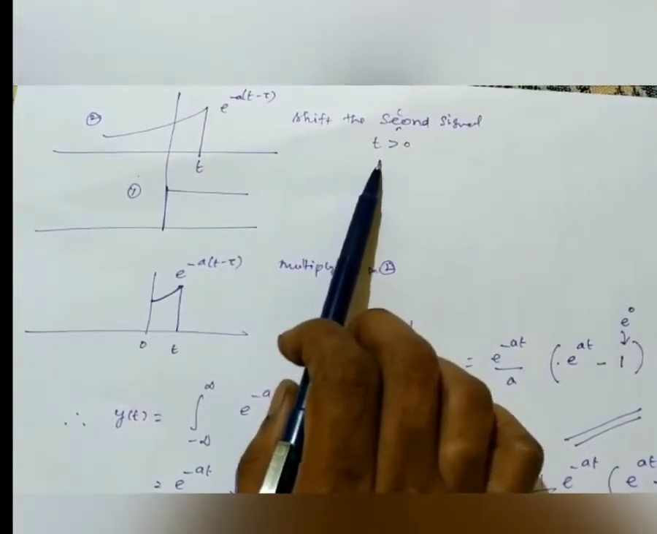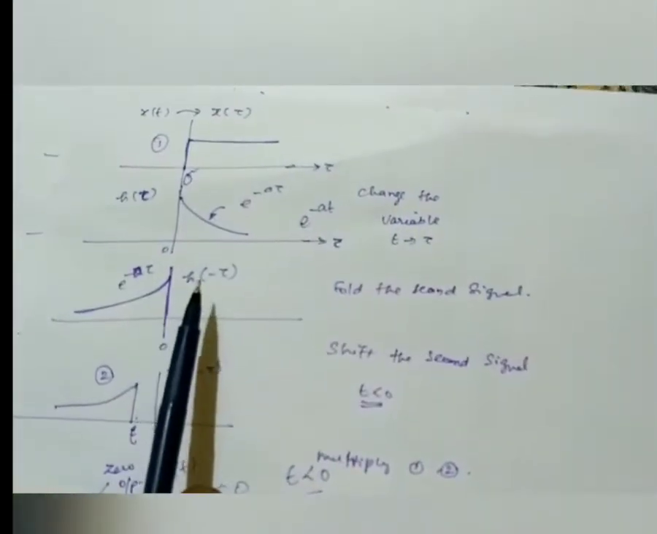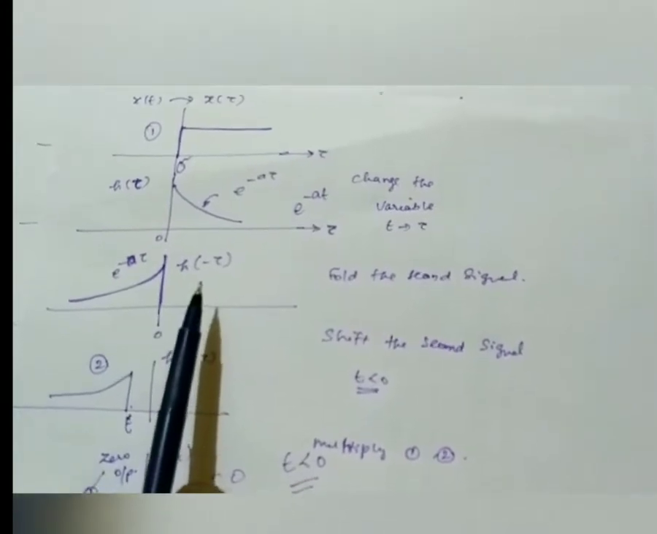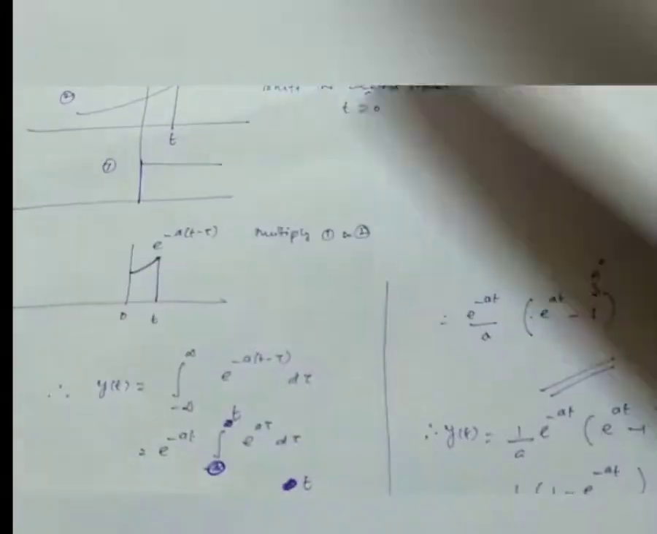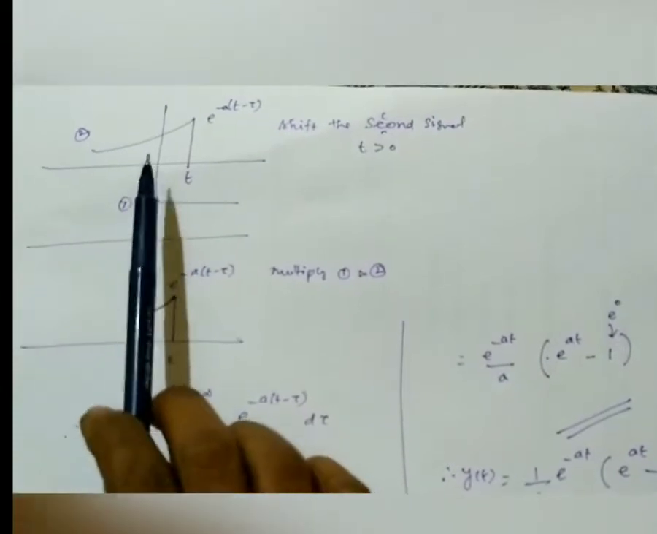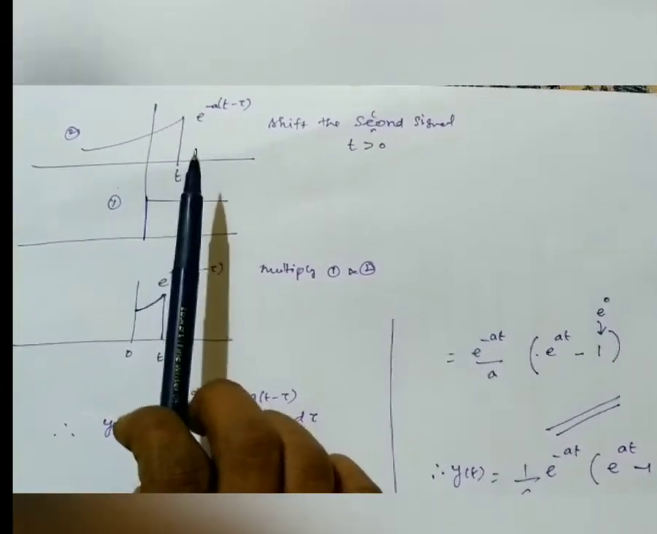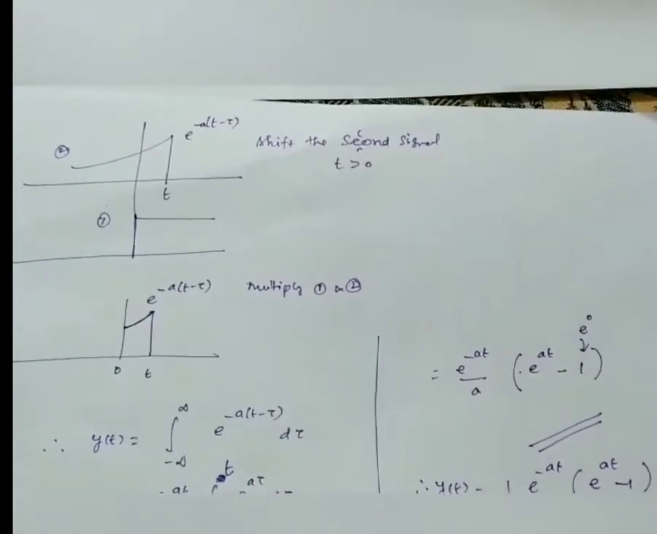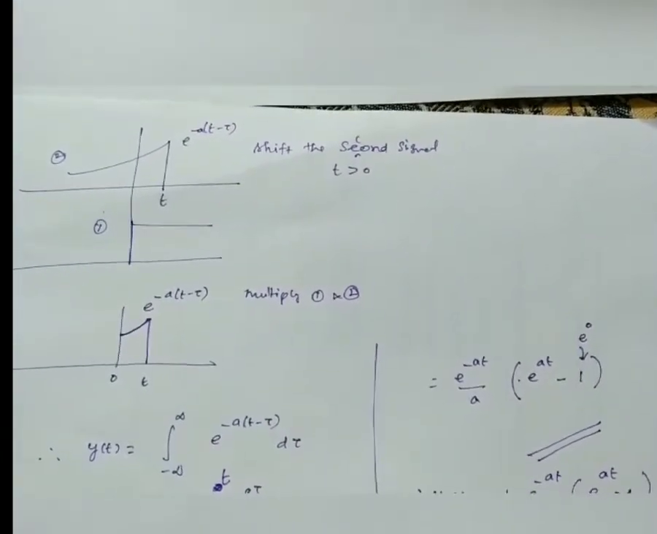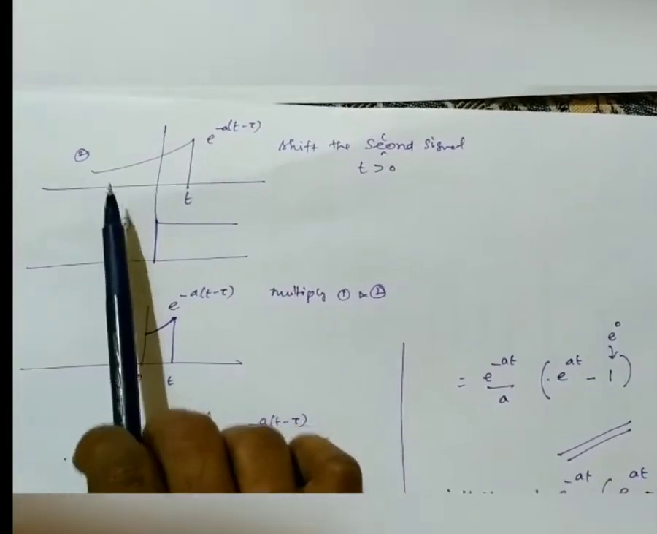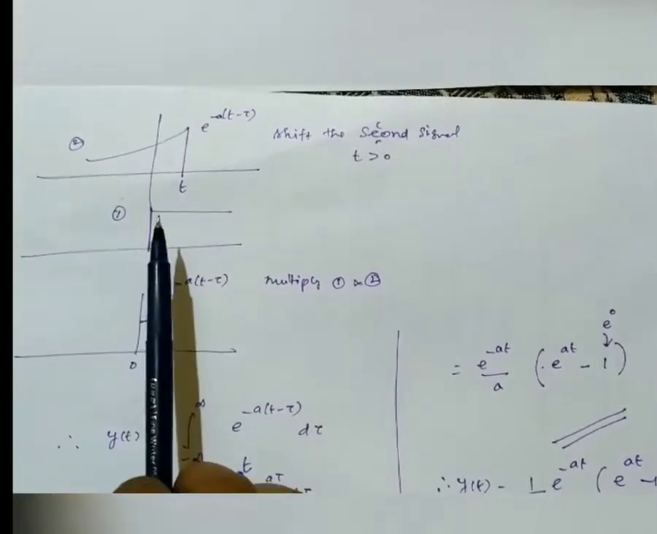For positive time, t greater than 0, shift this second signal. This is h of minus tau. This signal is shifted towards the right, that is a positive value of t. When we shift here, we get the function like this. Now multiply 1 and 2. Fourth step, multiply 1 and 2.